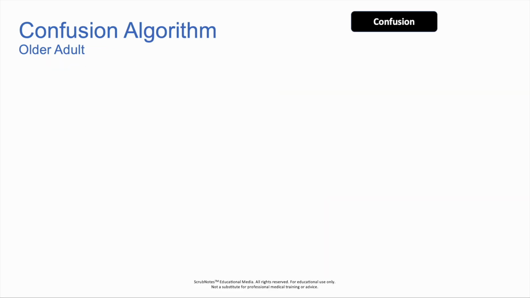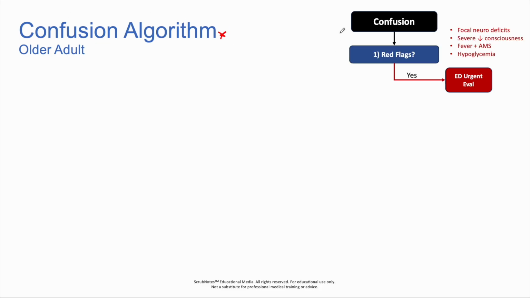So here's an algorithm I created to help tease out what's going on with confusion in an older adult. Hopefully this will help us put everything together and make it not feel so overwhelming. So first, we always want to rule out or ask about any red flags. If there are any red flags, we definitely want to refer for urgent ED evaluation. If there aren't any red flags, as in our patient today, then we'll use time course to narrow down our differentials.